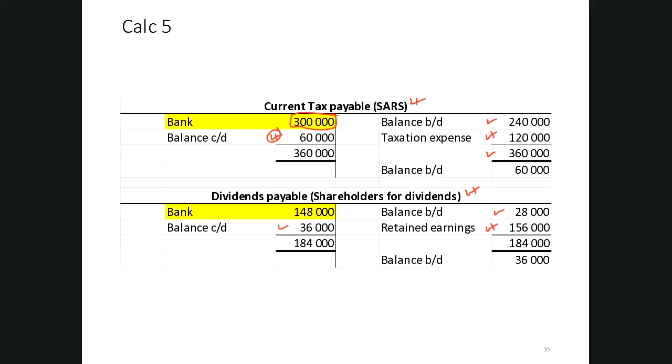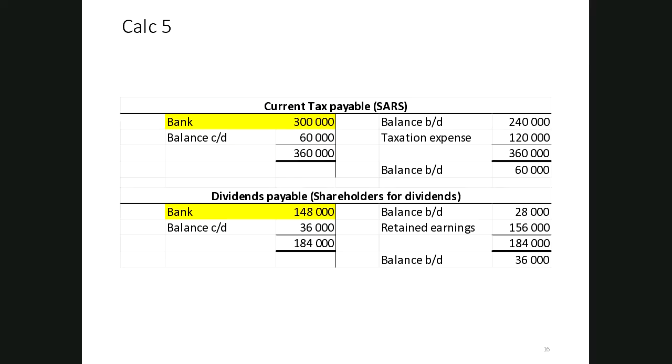For shareholders for dividends, we owed them 28,000 at the beginning. We have another 156,000 of dividends we owe them. That means we had 184,000 that we owed to shareholders. But at the end of the year, there was only 36,000 that hadn't been paid yet, which means we must have paid shareholders 148,000 already for the dividends that we owed.